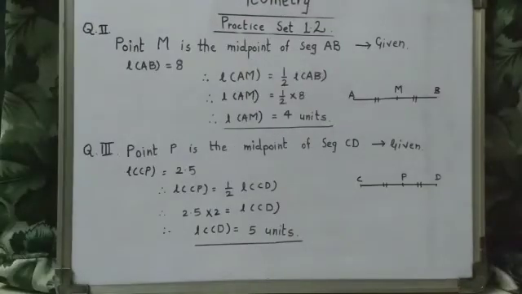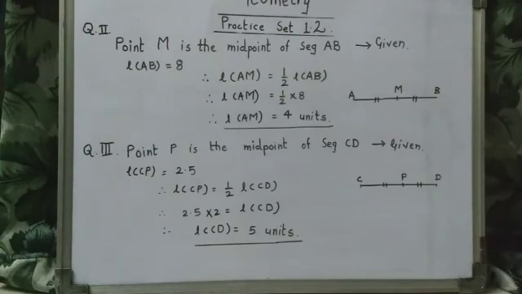Practice set 1.2, question number 2. Point M is the midpoint of segment AB, which is already given. Draw segment AB, mark point M, and show by identical marks that AM is equal to MB. Now you will get a clear idea how M is the midpoint.